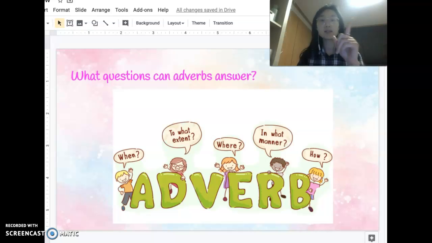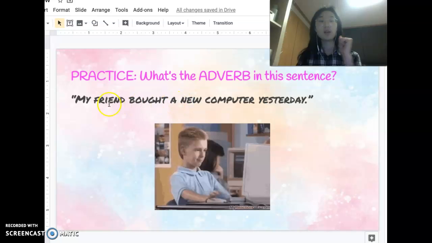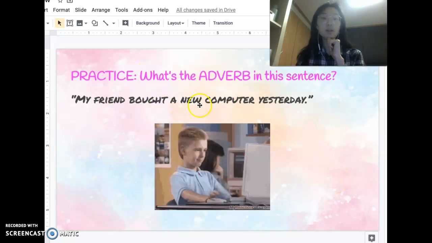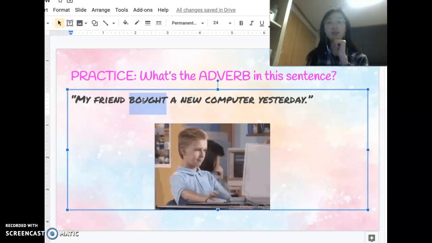So let's practice. The first question here, find the adverb this time. My friend bought a new computer yesterday. Remember the questions are here. So look for the word that answers these questions. Well, first, what's the verb? The verb is bought, to buy something.